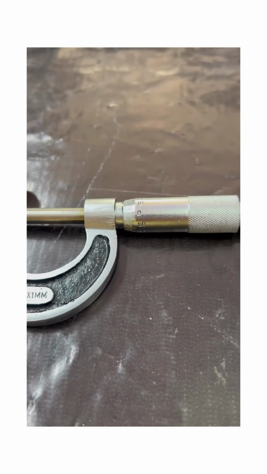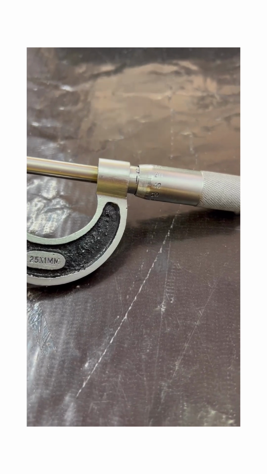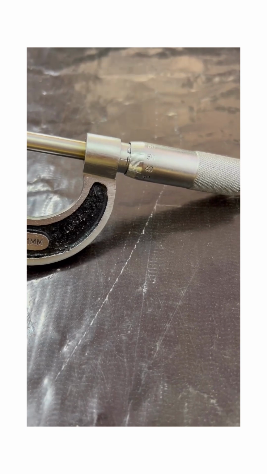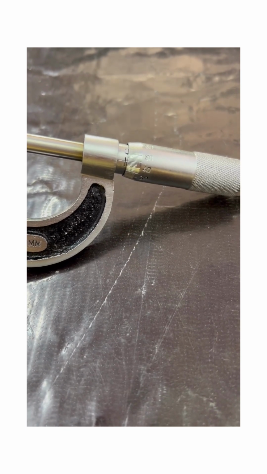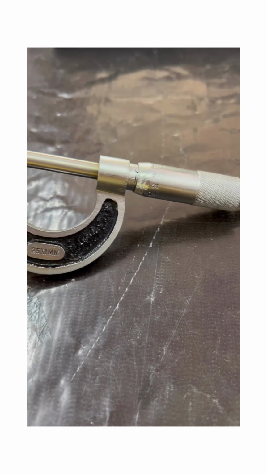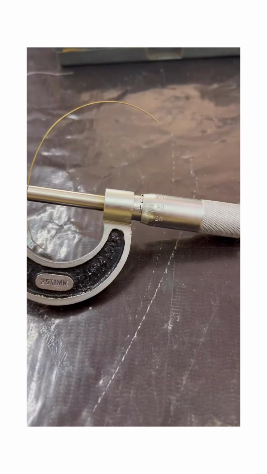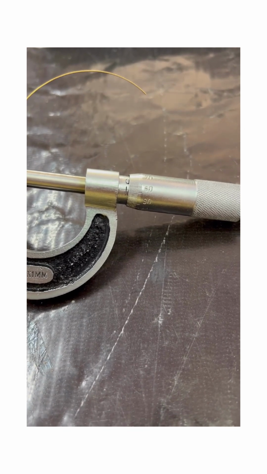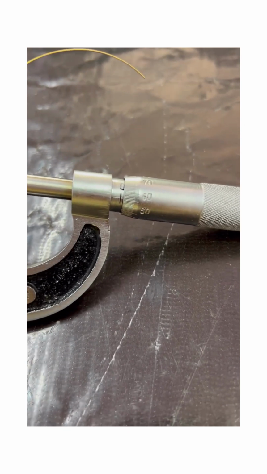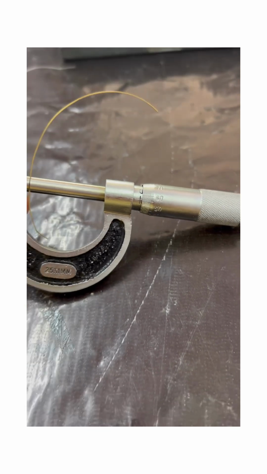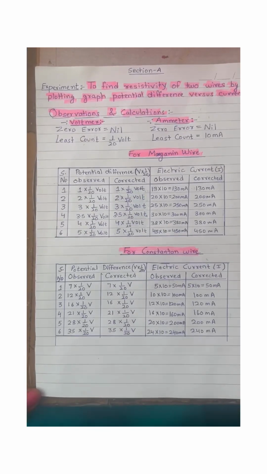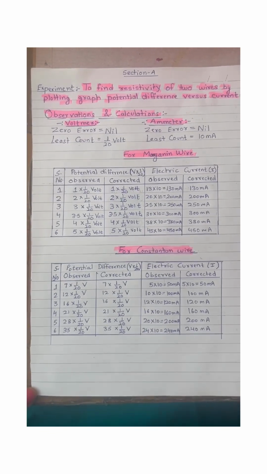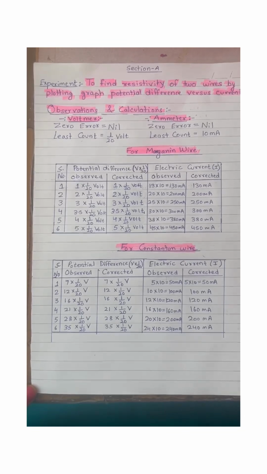Now, first the constantan wire is being introduced between the jaws of the screw gauge, and it is noticed that the linear scale reading is 0, and the circular scale reading is 45, that is 0.45 millimeter. Now for the manganin wire, the linear scale reading is 0 and the circular scale reading is 56.